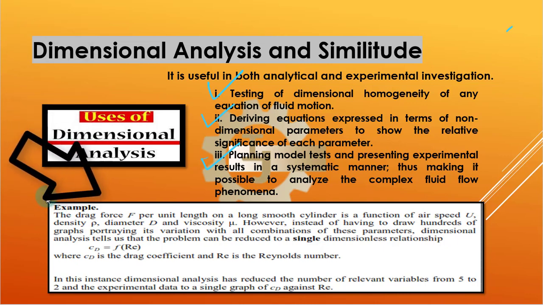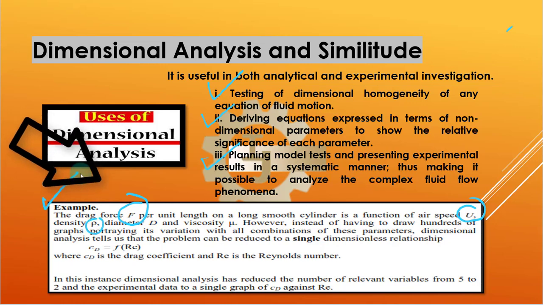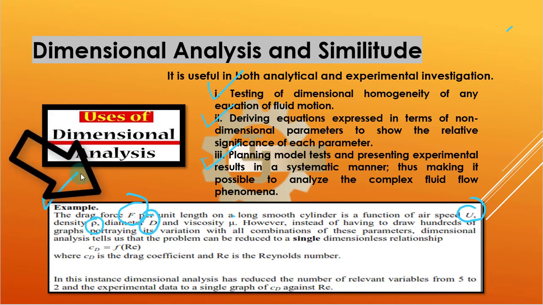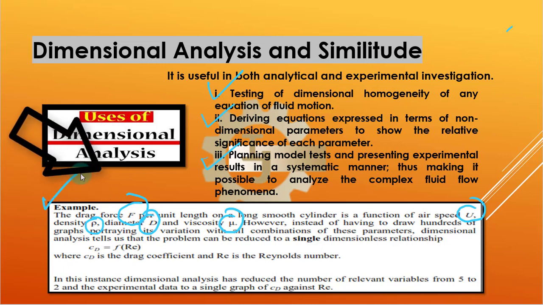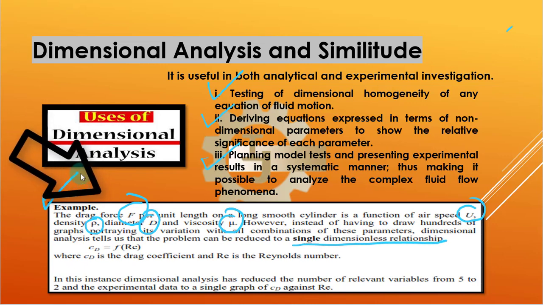Here we can see an example of the use of dimensional analysis. Suppose the drag force F per unit length on a long smooth cylinder is a function of airspeed U, density ρ, diameter d and viscosity μ. However, instead of having to draw hundreds of graphs portraying its variation with all combinations of these parameters, dimensional analysis tells us that the problem can be reduced to a single dimensionless relationship. What is the relationship? That is, CD is a function of RE.